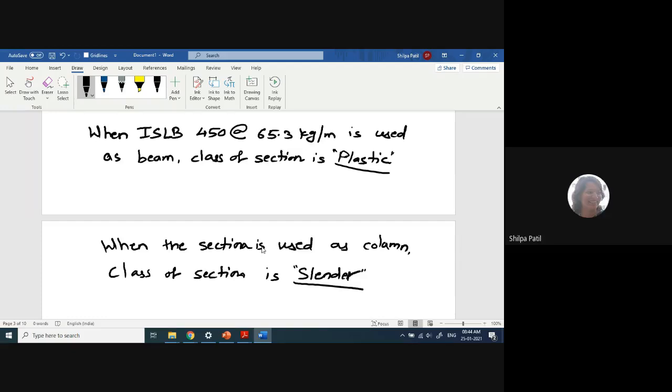Okay, I want to discuss the other examples also, like section classification for channel section, angle section. But shall we continue with this lecture, because I have already given you the link in your WhatsApp group for practical, and today also we are going to consider the practical for all the 3 batches combined. So shall I continue with the same link here?